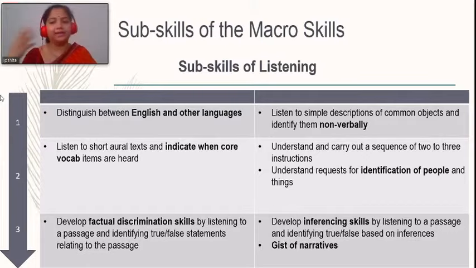Rather than getting worried, think about the first level of listening. When you give them descriptions, then students can identify, if I talk about the phone, okay, I describe the phone, they find out where the phone is in the class. That is fine. They don't have to talk at this level. They're only listening and they are identifying non-verbally. Non-verbal means they are just showing you the object.